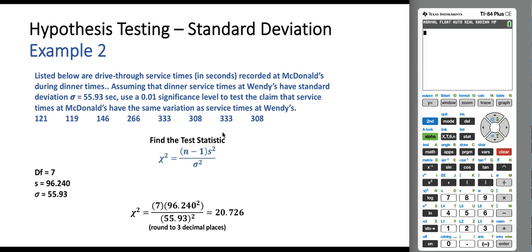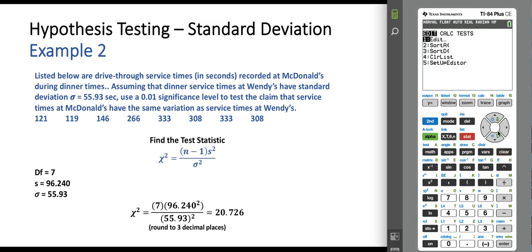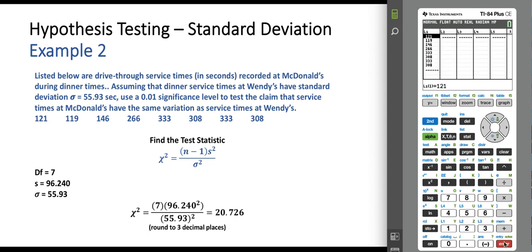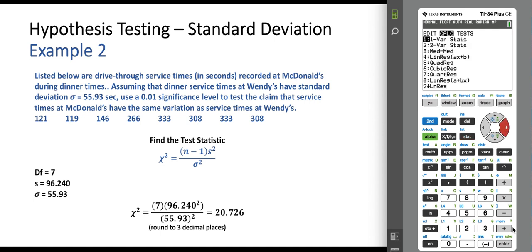So now we're going to have to calculate this test statistic. I have the sample standard deviation listed here, but you're going to have to do that on your calculator. Hopefully you remember how. You're going to go into Stat, press Edit, and put those times in your calculator. I've already done that. Then you're going to find the one variable statistics and find that sample standard deviation of 96.240. That's where that came from.